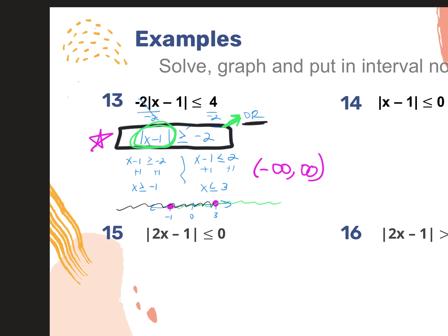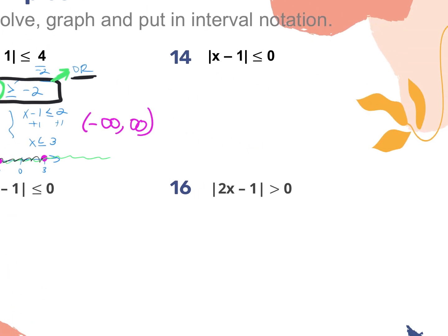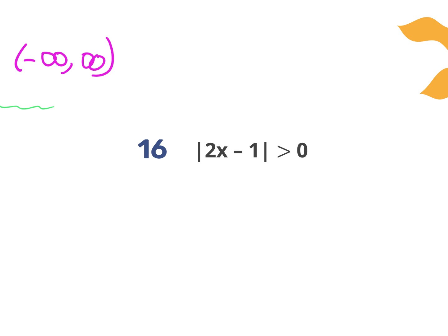Does that make sense? All right, I'm going to do 16. I'll finish 14 and 15. They're similar cases. I'll do it in a second, but I want to do 16 before class is over.